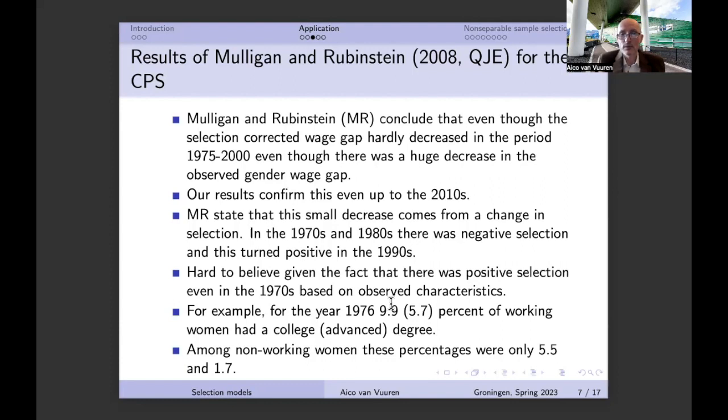Well, that doesn't seem to be correct, because the working women actually did have much higher levels of education, and to go for higher education, also in these periods of time, you had to have money in the United States to get a college degree. When we look at an advanced degree, so either a master's or PhD, we see that the difference is even larger. For working women this figure is almost 6%, and only 1.7% for the non-working women. So the story of Mulligan and Rubinstein seems to me really unbelievable.